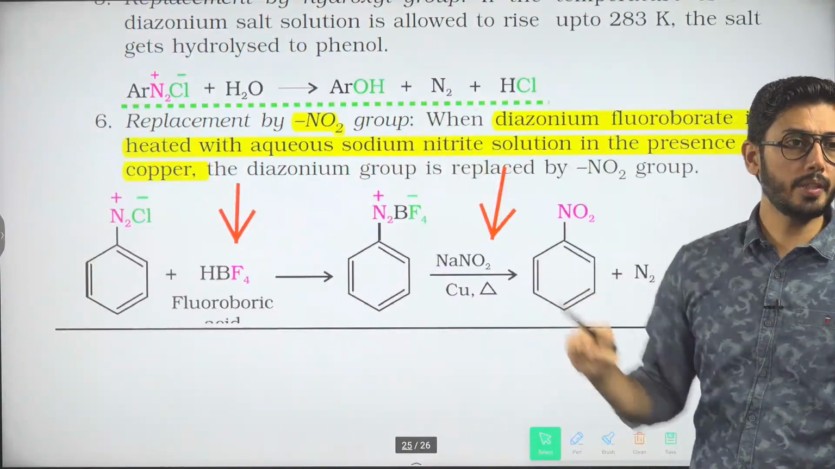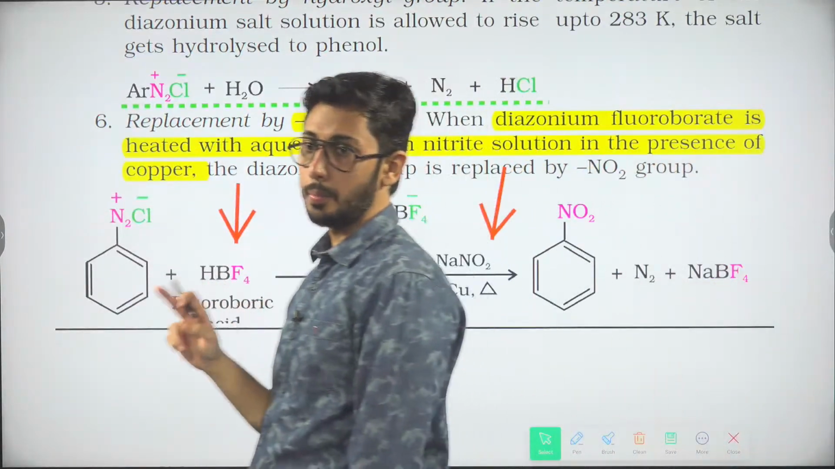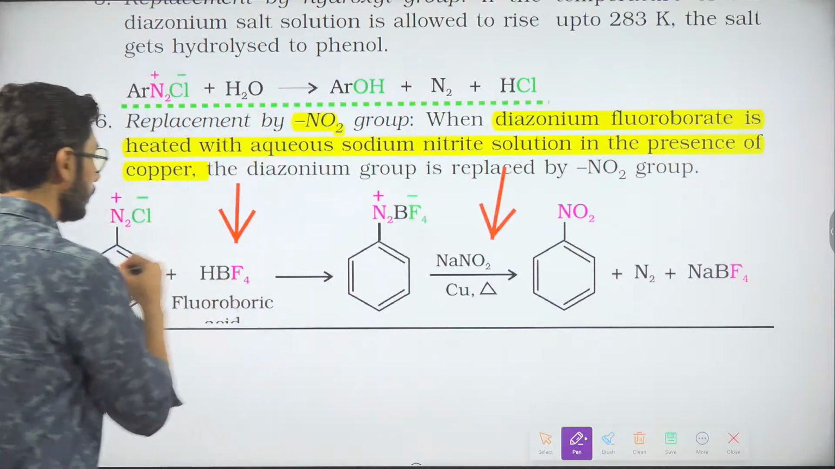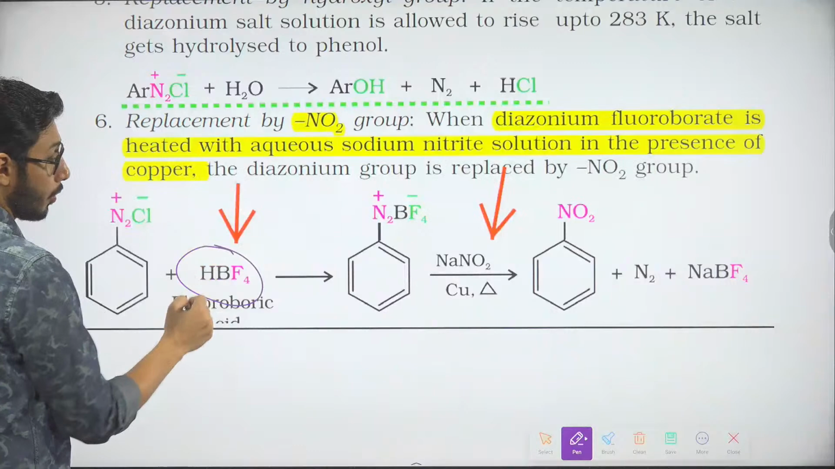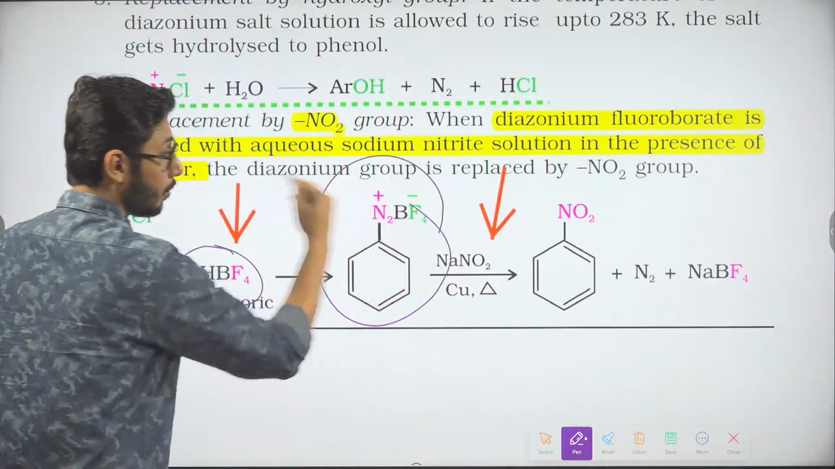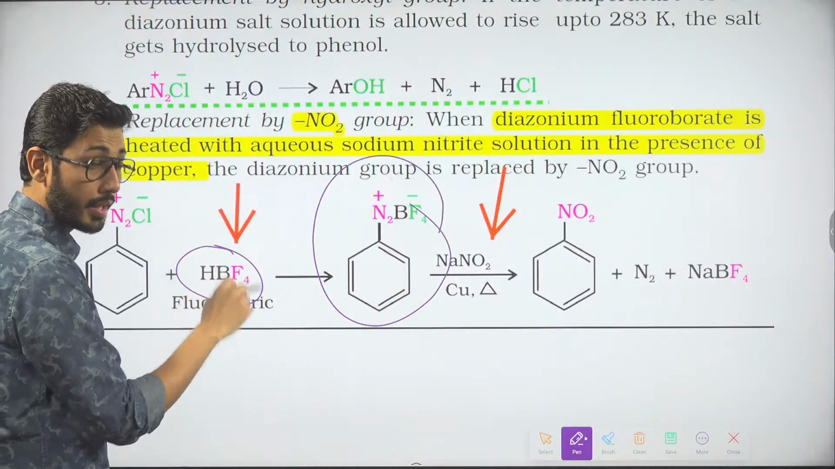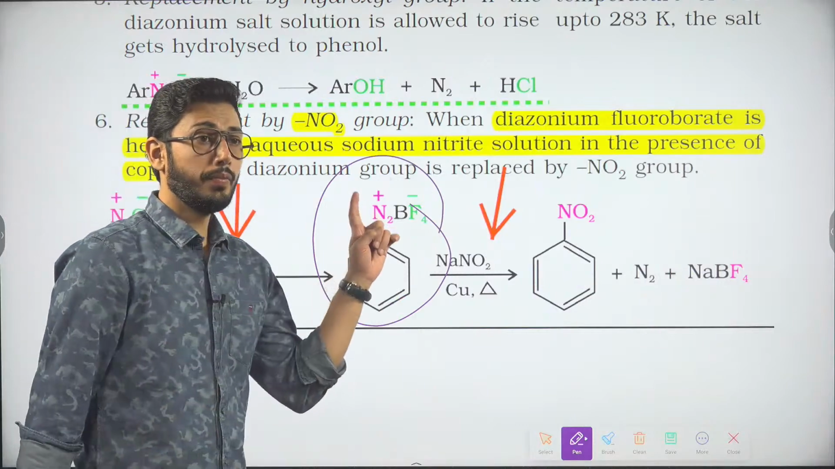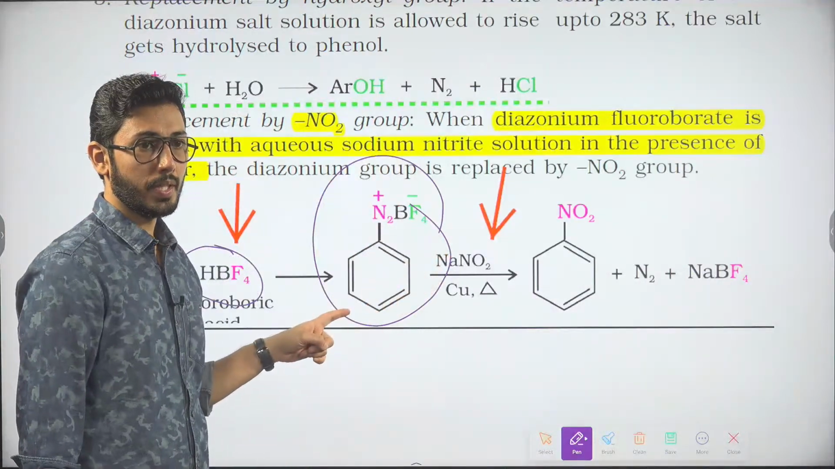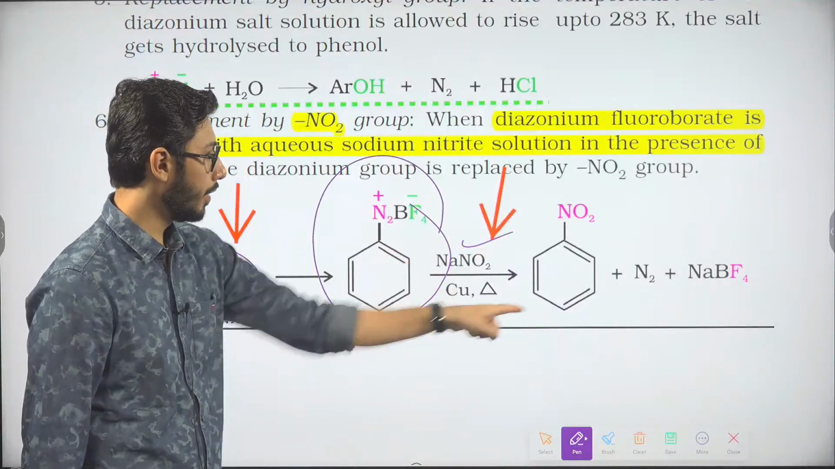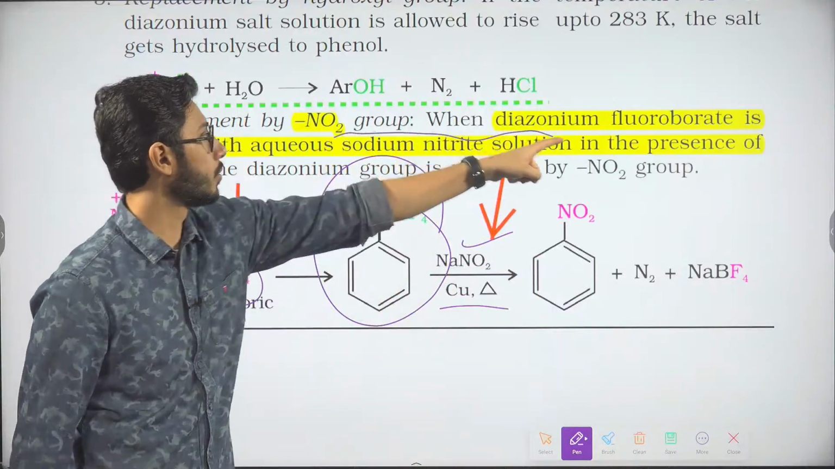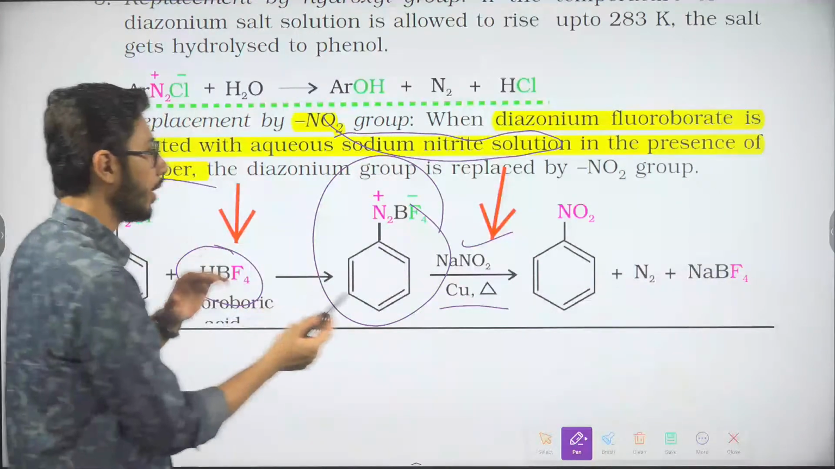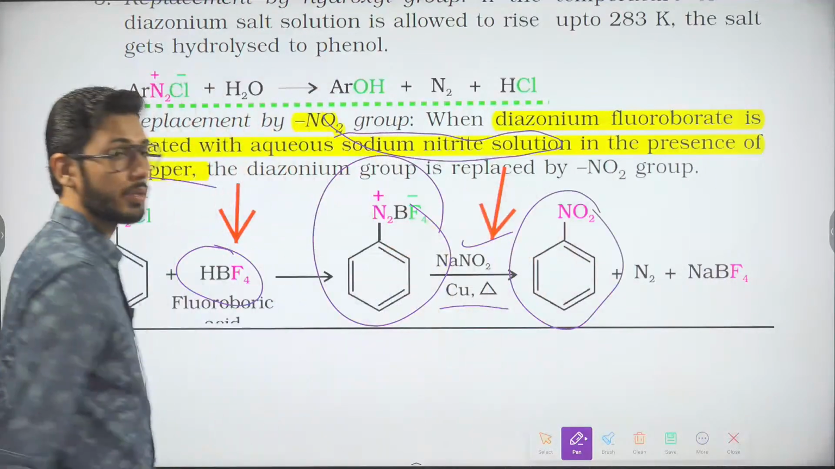NO2 group can also be introduced. How? The first step is similar to fluorobenzene preparation, using fluoroboric acid. This fluoroboric acid forms a salt, fluoroborate, which is insoluble in water and stable at room temperature. Then if you heat it, it will give fluorobenzene. If you take sodium nitrite with copper, that is mentioned here. Sodium nitrite solution in presence of copper, N2 evolves, nitrobenzene is formed.